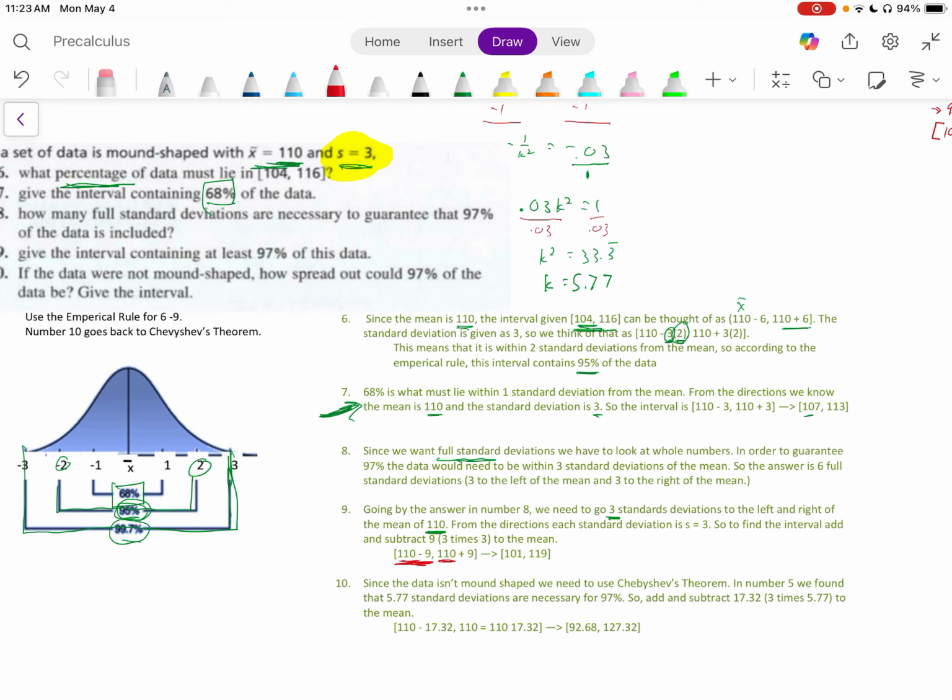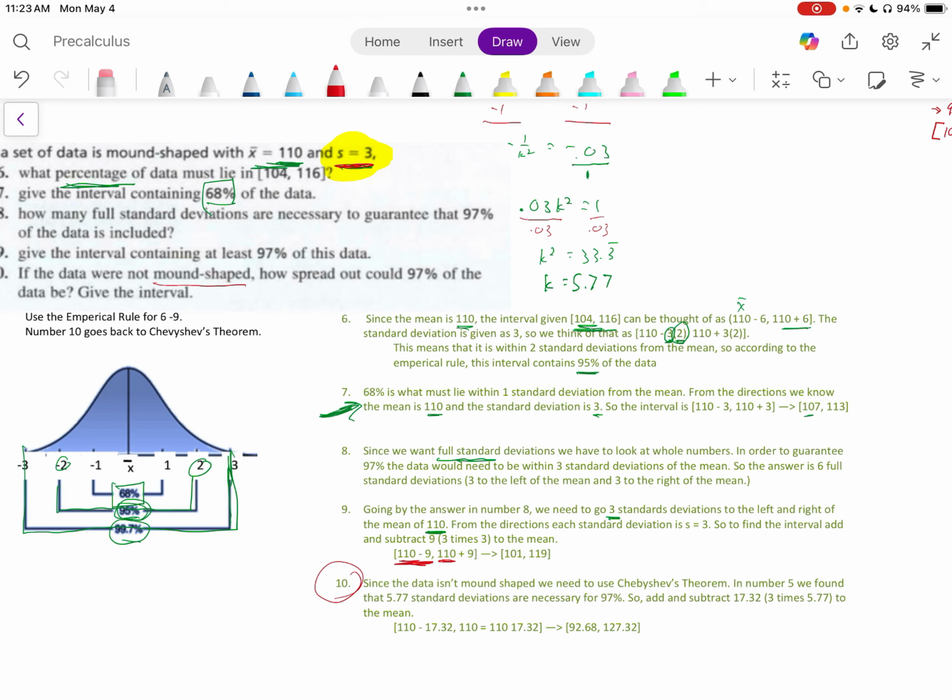Number 10 says if the data were not mound-shaped. So now we're back to Chebyshev. How spread out could 97% of the data be? Spread out means what the standard deviation is going to be. The standard deviation is 3 from the directions. Since the data isn't mound-shaped, we need to use Chebyshev's theorem.